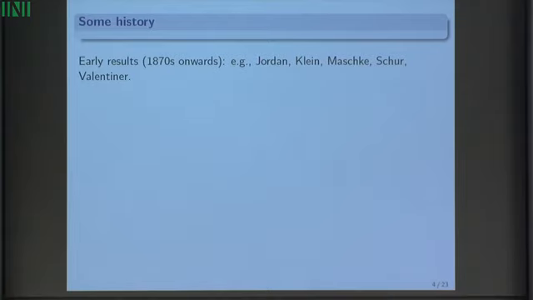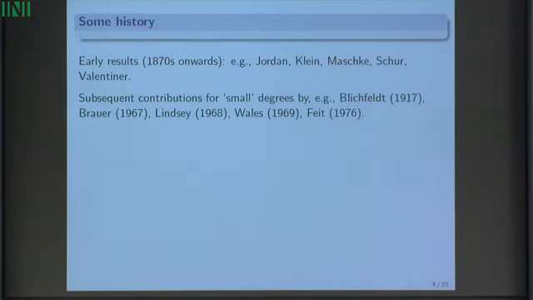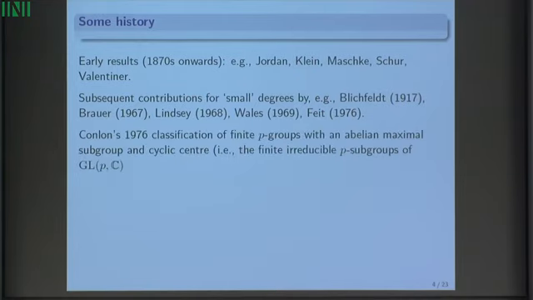Okay. A small slice of history of classifying finite linear groups. Results go back to antiquity. In the late 60s, early 70s, there was a renewed interest in classifying finite primitive linear groups over the complex numbers, going up to degree 10. But it's this 1976 paper by Sam Conlon that I want to point to as setting a new standard, our kind of standard in linear group classification.